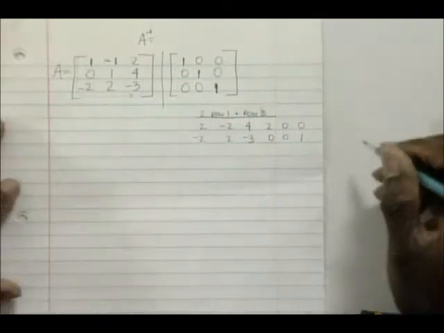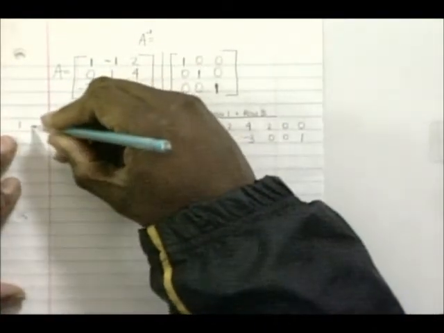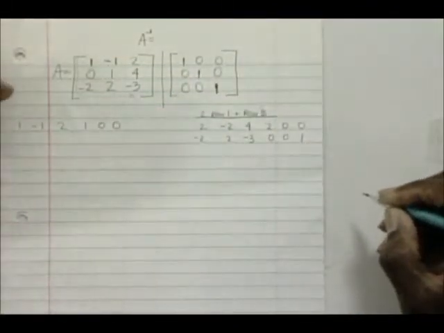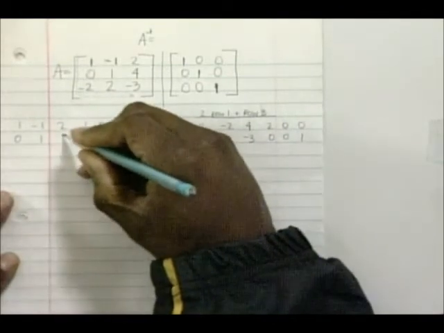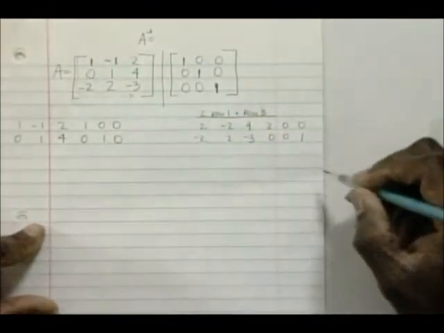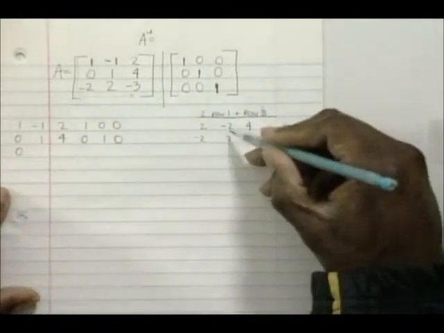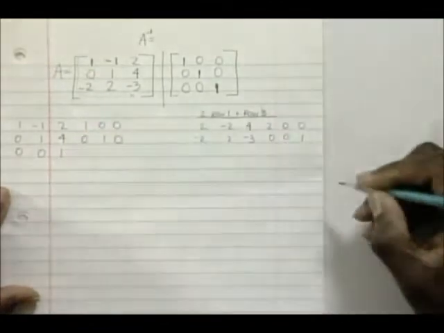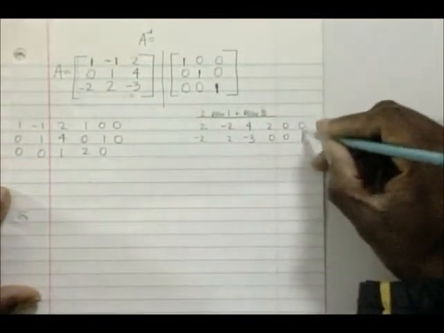If I do that, let's rewrite the first row here. So we've got 1, -1, 2, and 1, 0, 0. The second row I'm going to leave the same because we were satisfied with these two numbers: 0, 1, 4, 0, 1, 0. Now I'm going to add these two rows together and get the desired 0 in this position. So we add 2 and -2, we get 0. We add -2 and 2, we get 0 again. We add 4 to -3, we get 1. 2 to 0, we get 2. 0 to 0, we get 0. And 0 and 1, we get 1.